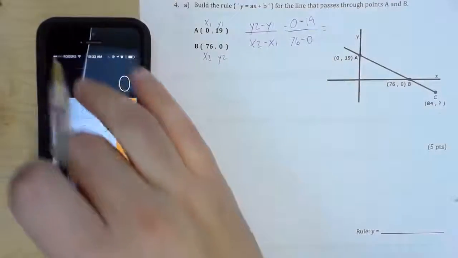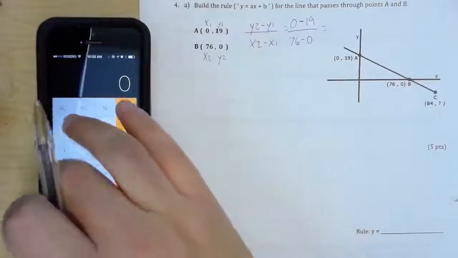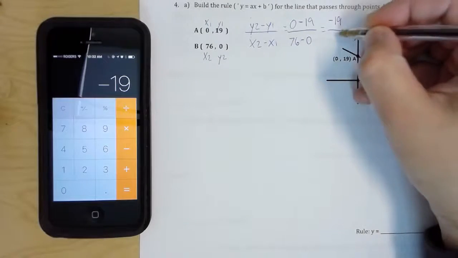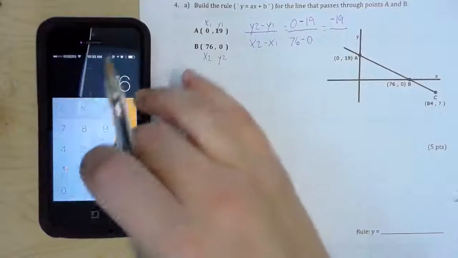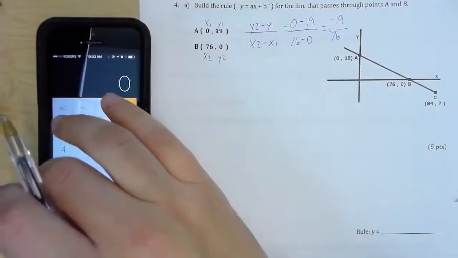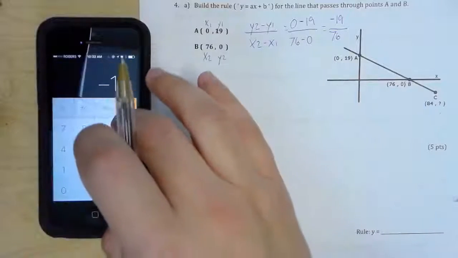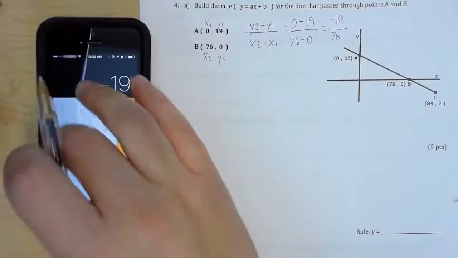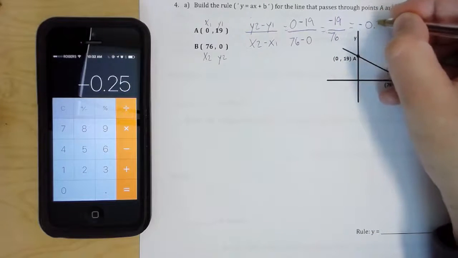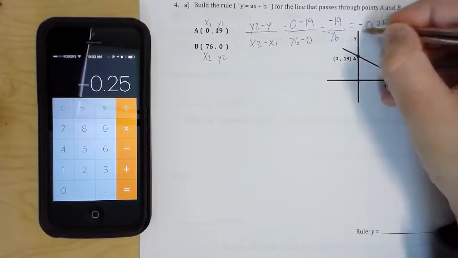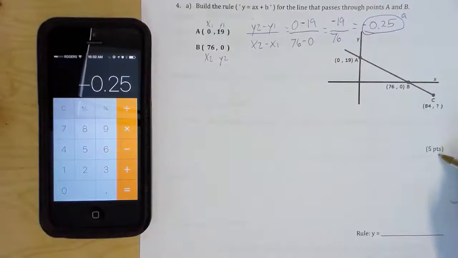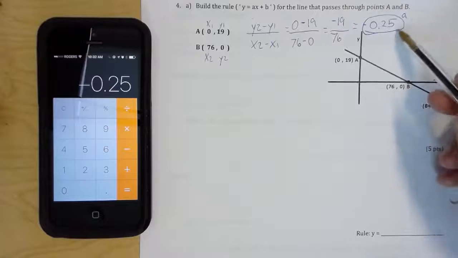So now I'm going to use my calculator just to make sure that I get my numbers correct. 0 minus 19 is negative 19, and 76 minus 0 is 76. Now I'm going to take negative 19 and divide it by 76, and it will give me negative 0.25. That is our a.